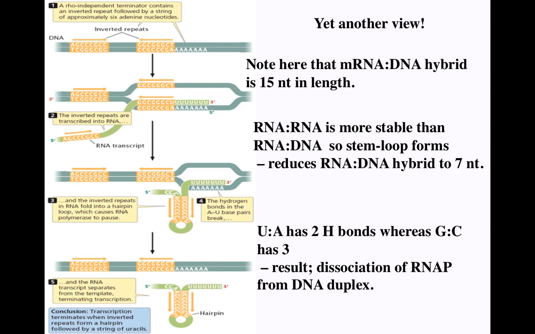This is that open complex. We talked about when RNA polymerase initiates transcription, it melts the DNA locally to form this bubble or open complex. And you can see that there are 15 or 16 nucleotides base pairing the messenger RNA to the template. That's the only thing that's holding RNA polymerase on.